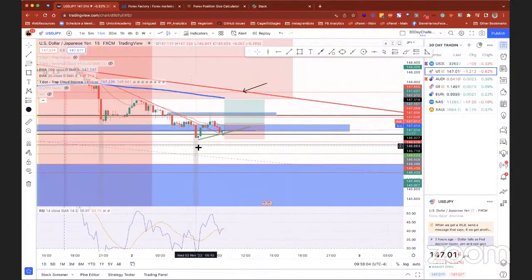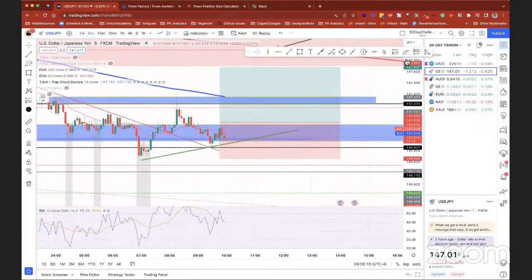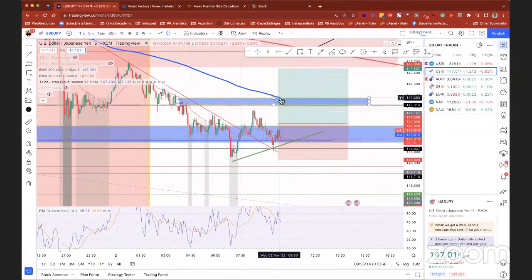No, we don't have a cloud happening right now. Let's go to M5. Oh no, M5 shows even more. EMA 20 is really coming close.